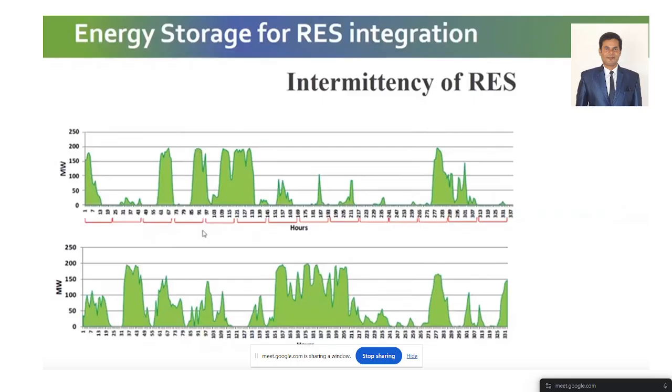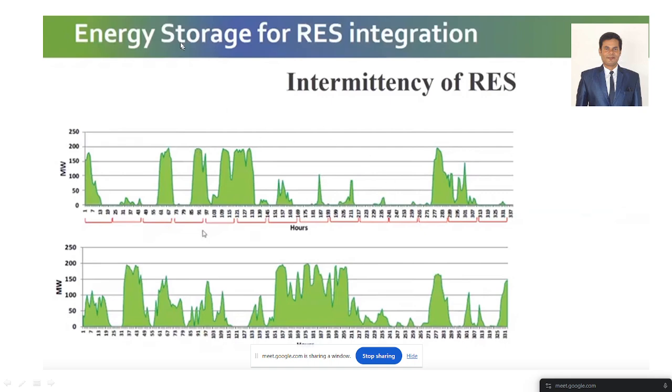This is the energy storage in renewable source integration, right? So there is an intermittency of renewables. You cannot have continuity of the generation. You see, there is no generation over here, right? For certain hours, and again we have the generation. Again we have the generation. Again there is no generation.